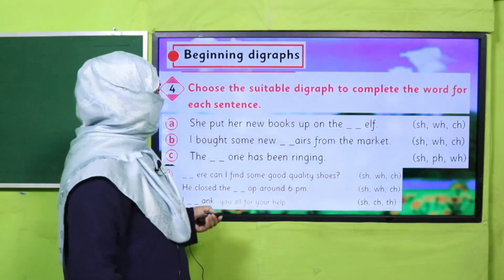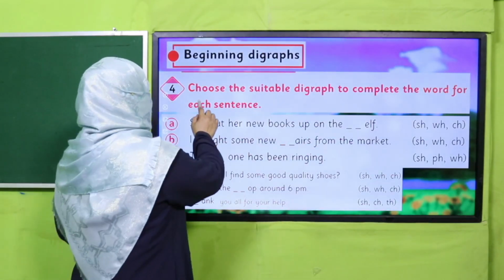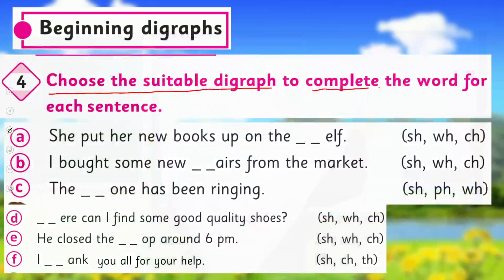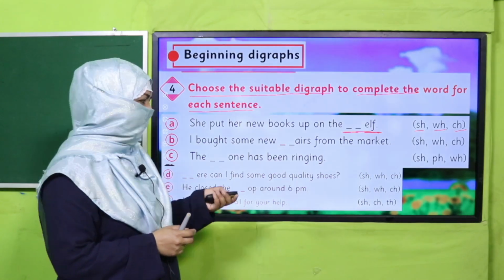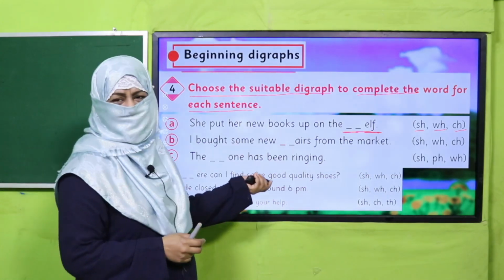Good job. So it's time to practice from your book. You will choose the suitable digraph to complete the word for each sentence. So here is a word which will have a digraph. You have to select the correct digraph and you will make the syllables as well. Okay, it's not mentioned here, but I suggest making the syllables. Pause the video, complete this exercise in your book and then come back. Yes, my dear children, are you done with it? Good job. I hope you did not find it difficult because these words are very simple.